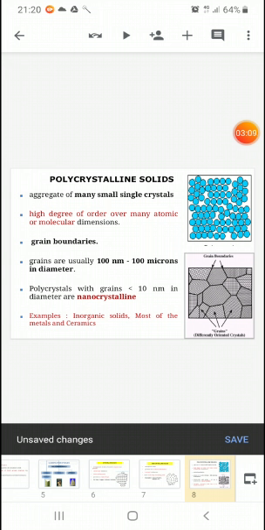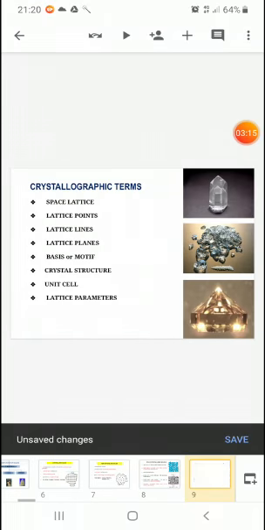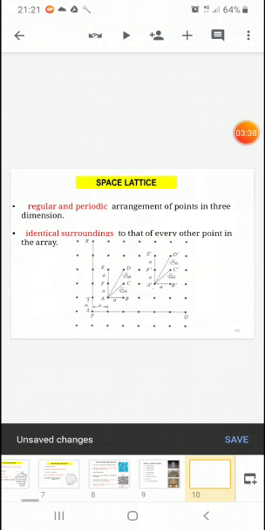Now we have to see the crystallographic terms. In crystallographic terms, the first point is space lattice, lattice points, lattice lines, lattice planes, basis or motif, crystal structure, unit cell, and lattice parameters. First of all, we have to see space lattice. The regular and periodic arrangement of points in three dimensions, where every point has identical surroundings to that of every other point in the array, is called the space lattice.